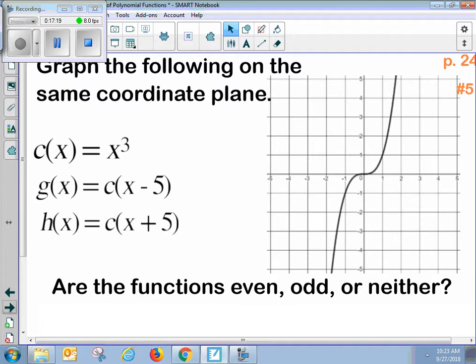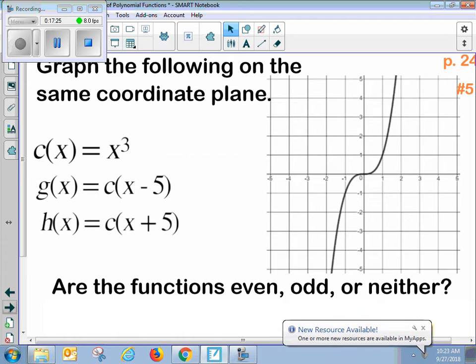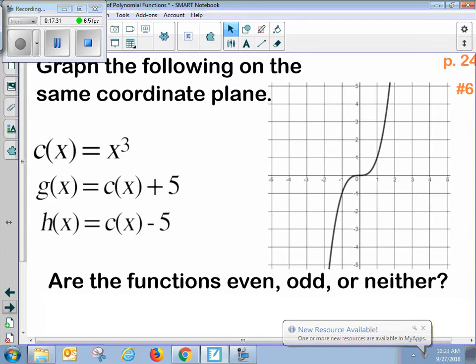Okay, what's this one doing? Moving it to the, talk to me, left and the right. So is it still an odd function now? No, good. What is this one doing? Moving it up and down. Is it still an odd function? No, good.